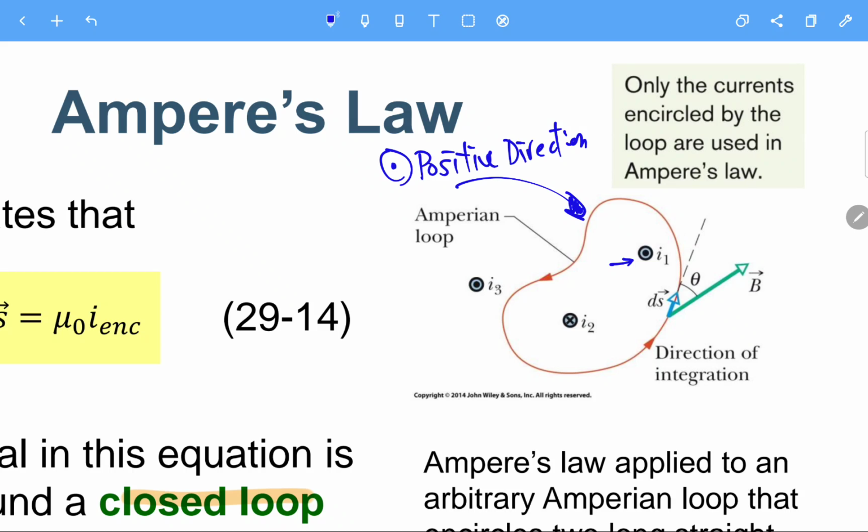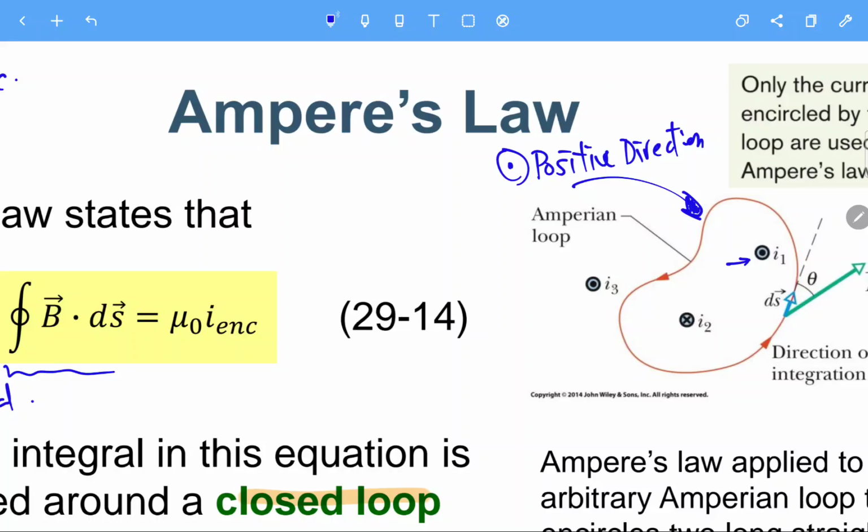Then, as you can see, I1 is enclosed by this loop. So we will count I1 on the right side. And it is out of the page, so it is positive. So we will count positive I1 on the right side.